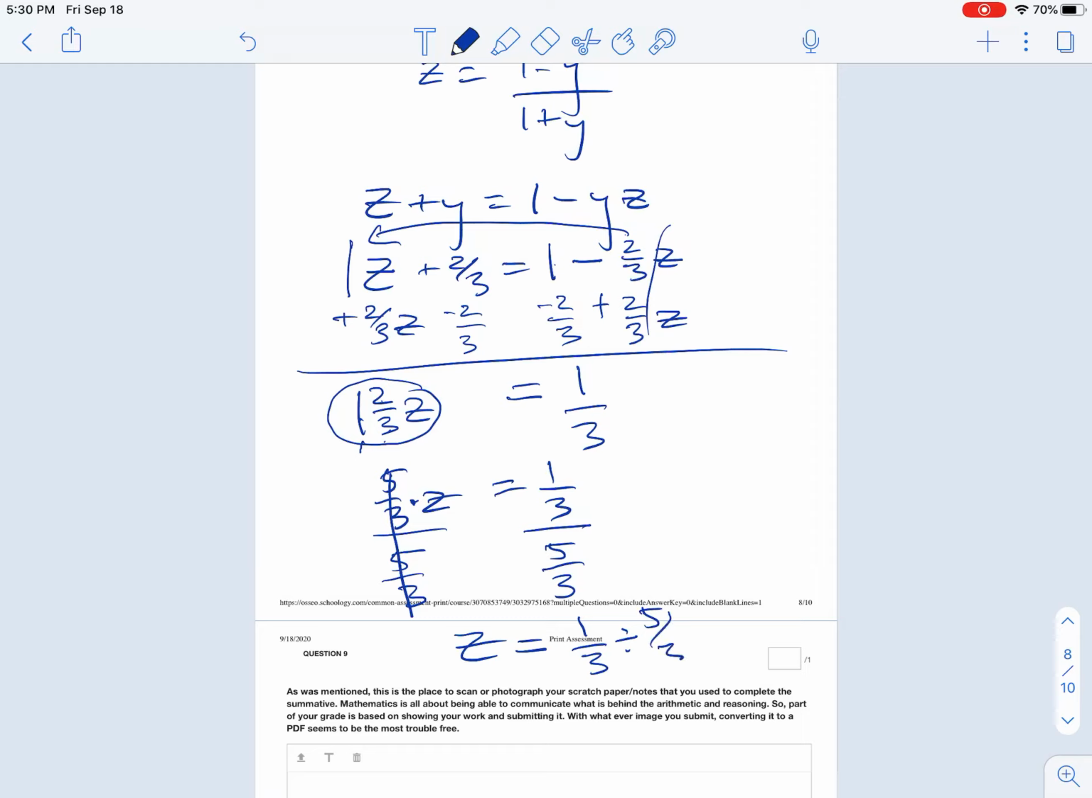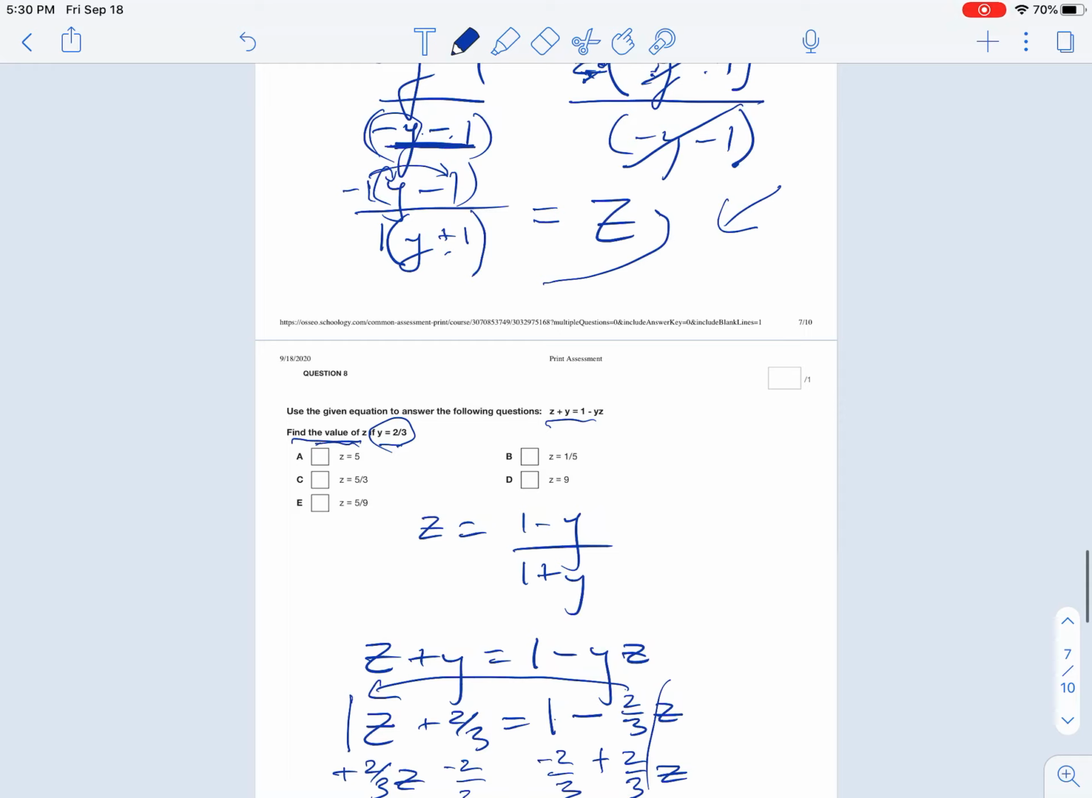It's divided by 5/3. And what that means is that it's the same as 1/3 times 3/5. That's what z equals. And so what I end up doing is I go top times top. That is 3. 3 times 5 is 15, and then I reduce. 3/15 is the same as 1/5. So going back here, it looks like that is the correct problem.